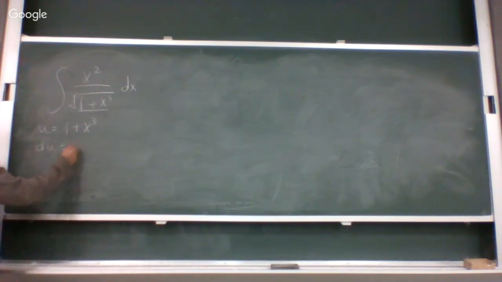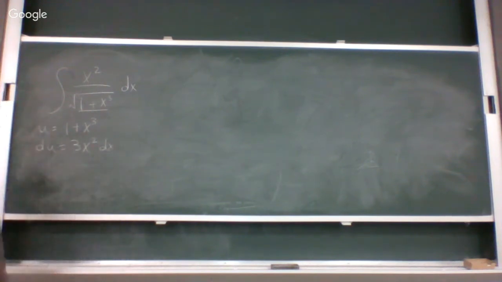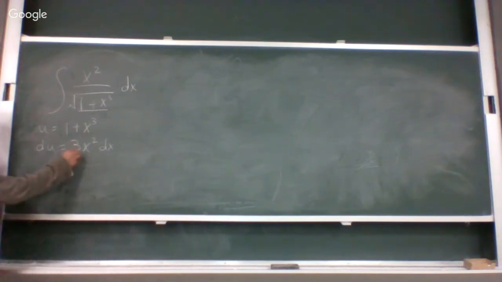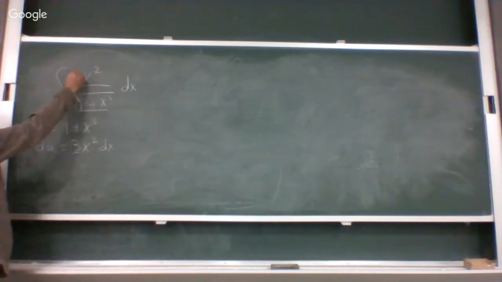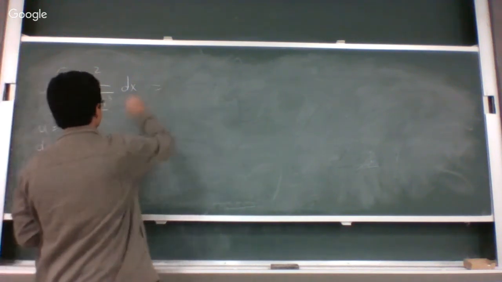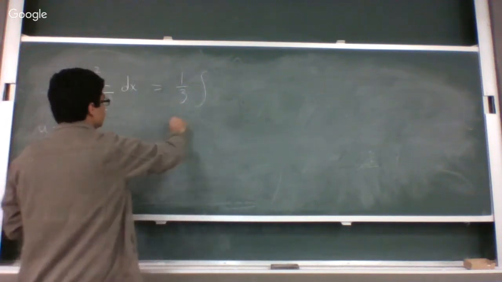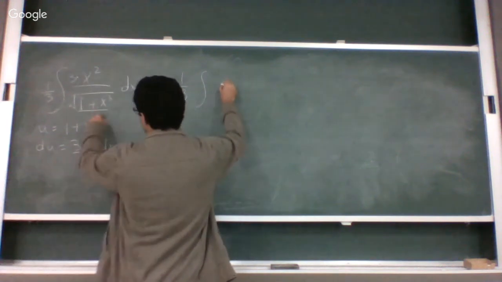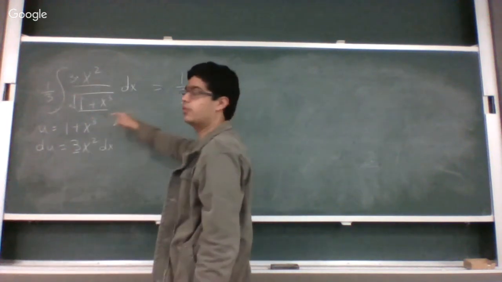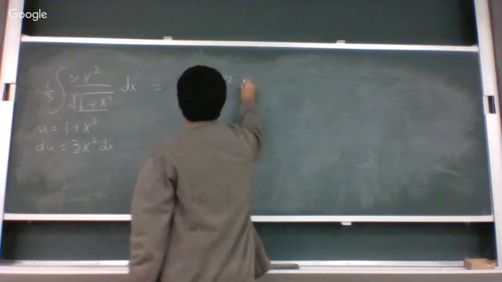So du is equal to 3x squared dx. So this is being multiplied by a 3. So we multiply the top by a 3 and outside by 1/3. So it's equal to 1/3 times the integral of, this is our u, right? We have the square root of a u. So that's u to the minus 1/2 times du.